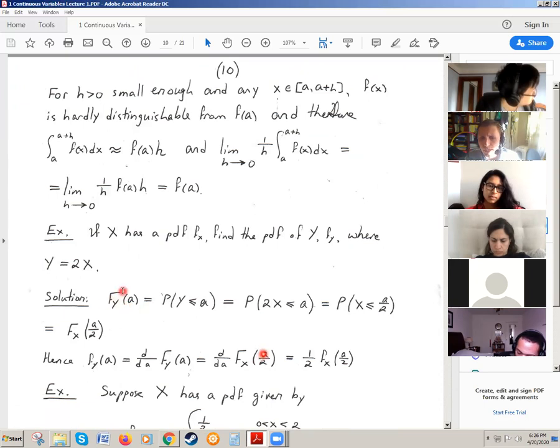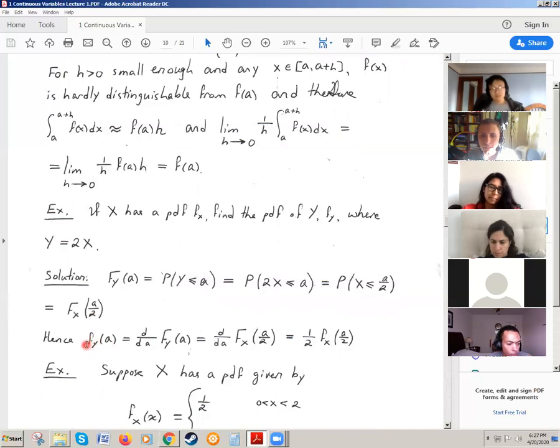So I will need to differentiate the cumulative distribution of y. And the cumulative distribution of y at the point a is the probability that y is less than or equal to a, which is the probability that 2x is less than or equal to a, which is the probability that x is less than or equal to a over 2, which is the cumulative distribution function of x, but at a different point, at a divided by 2. Yes? So you see, I can easily move from one cumulative distribution to another in this case. It's not so easy to directly move from one density to another. It seems easier to move from one cumulative distribution to another.